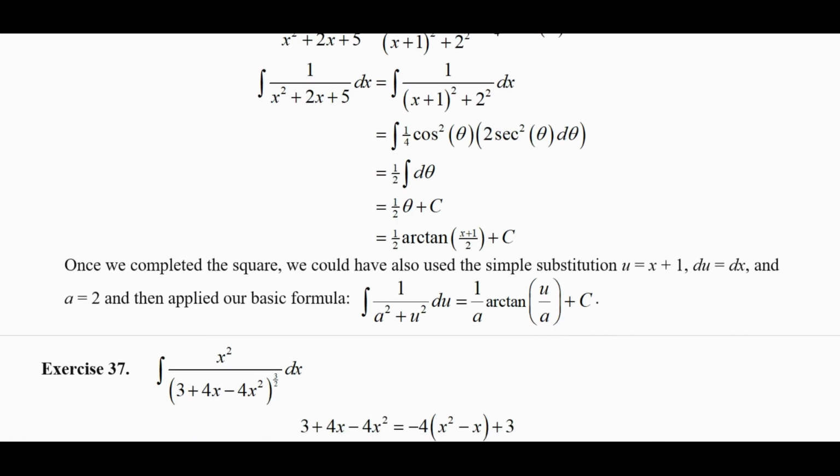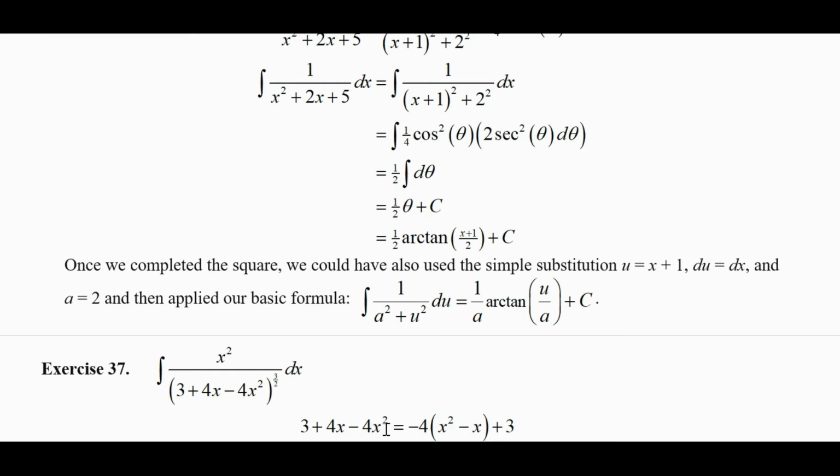Well, it's similar to the last one. The first thing to try, of course, is just to let this more complicated base be u. The problem is the du is going to be 4 minus 8x dx, and there's no way to get the top to sort of work out that way. So let's try this technique that we just did. The 3 plus 4x minus 4x squared is a quadratic polynomial. Let's go ahead and complete the square on that.